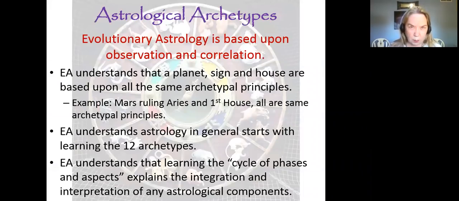First of all, just a couple of basics for you. If you've been studying evolutionary astrology for any length of time, you know that it is based upon observe and correlate. One of the worst things an astrologer can do is make an assumption and project that out there onto the chart. In the world of EA, we are always working with the Q&A, the interaction back and forth with whatever chart is in question and what we're looking at.